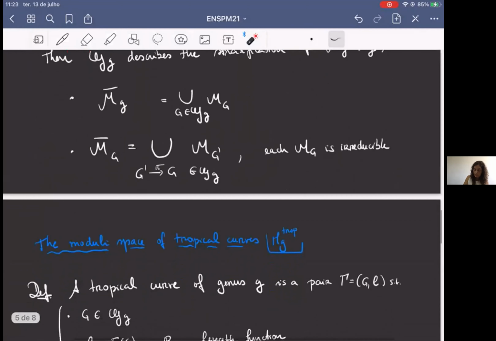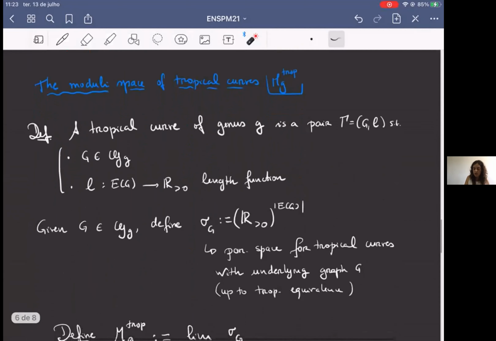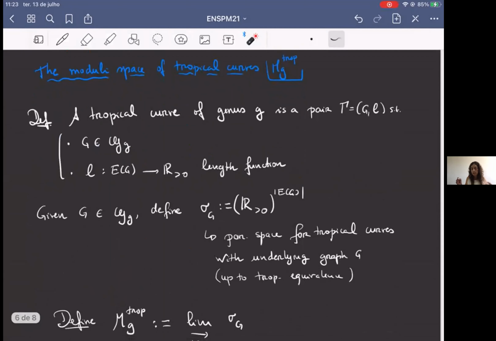And then what we can do is construct a tropical moduli space. This is going to be a cone complex, a generalized cone complex, as I said before. And this is going to be a moduli space for tropical curves. So a tropical curve of genus g is a pair given by a graph and a length function. A graph for us is just an object in G_g, the category of stable graphs of given genus.